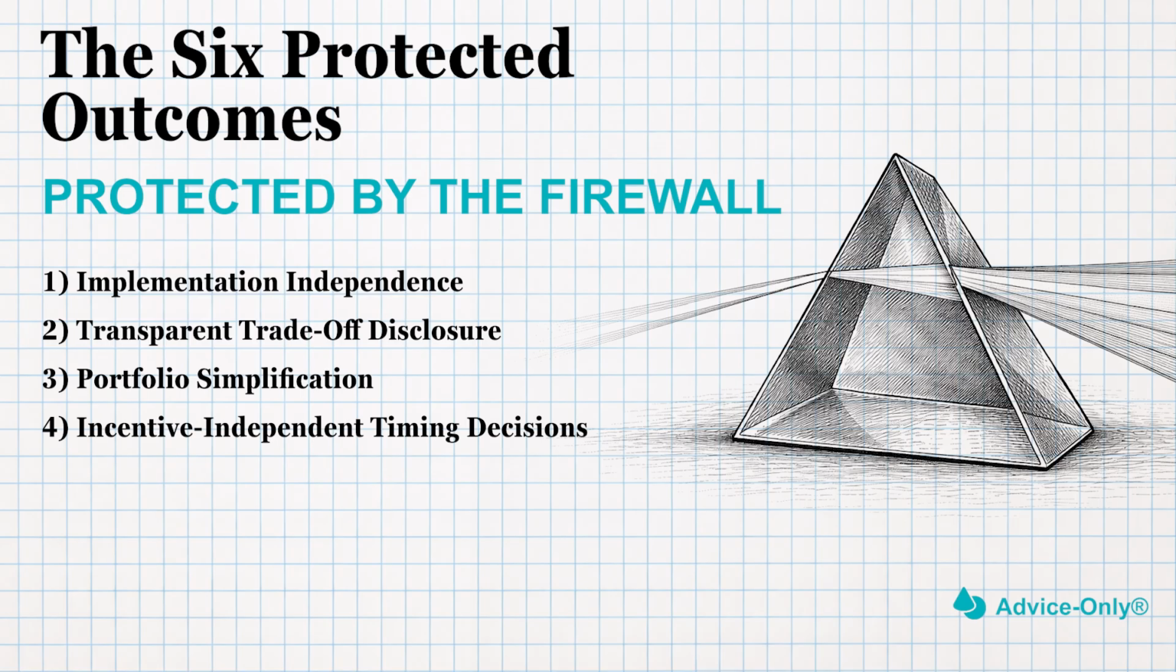Guidance on Social Security, Roth conversions, or asset sales is not shaped by asset retention incentives. Fifth, client-controlled professional selection. Referrals are a hidden source of bias. Even when no money changes hands, referral relationships create obligations. Under the firewall, referrals are not monetized or reciprocated.